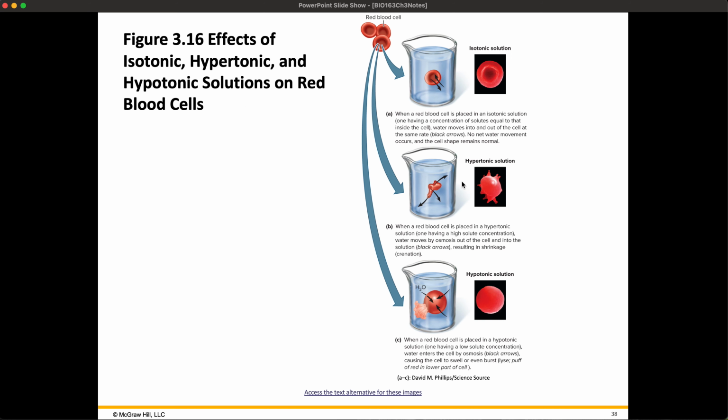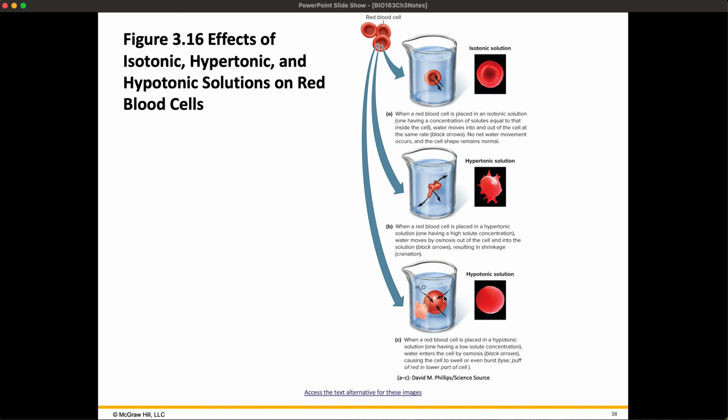Here you can see what happens to our red blood cells when they're placed in different types of solutions. So a red blood cell in an isotonic solution has an equal movement of solutes and water, so all is good. In a hypertonic solution, you have a lot of salt in your solution outside of the cell, and so water is going to be moving out of your red blood cell into the solution to try and balance it.